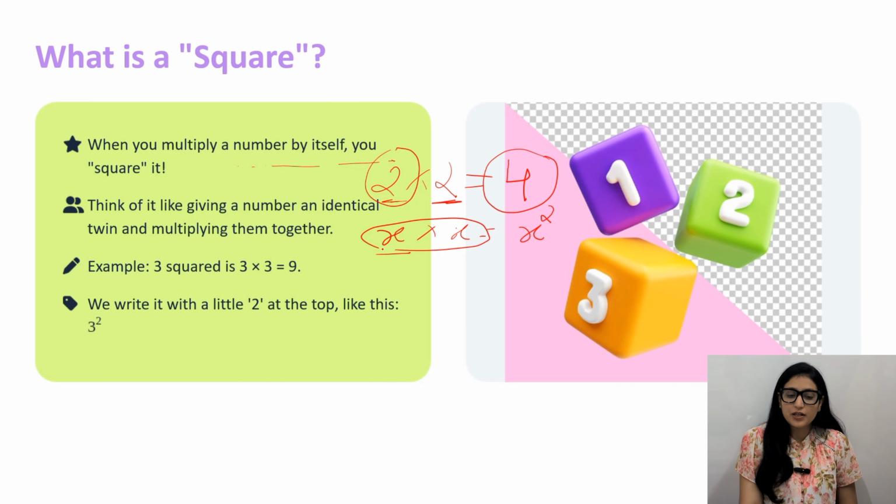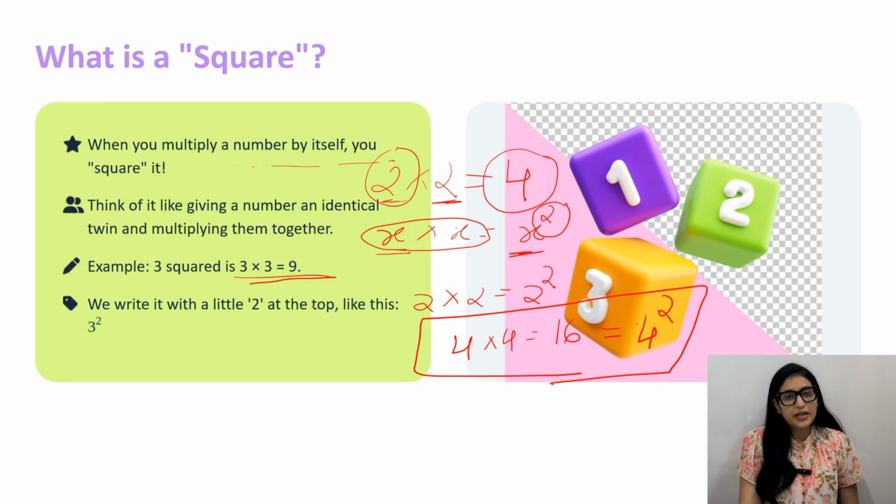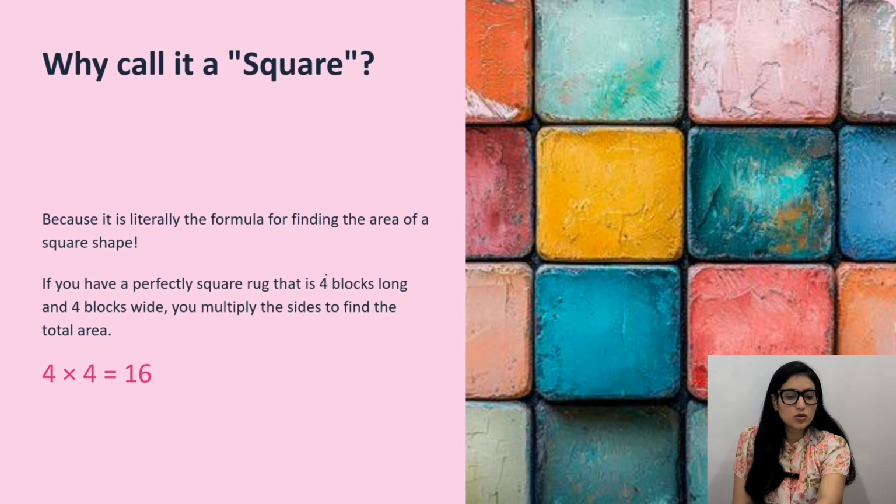That is, when you multiply any number by its identical twin, or say itself, we get its square and we write the power 2. Simply, 2 into 2 can also be written as 2 squared. 4 into 4 is 16, or it can be written as 4 squared. So this is the simplest way to find a square. Just multiply the number by itself and you will get its square.